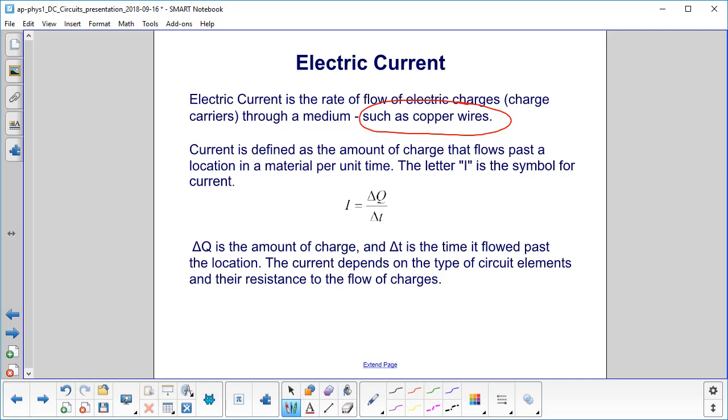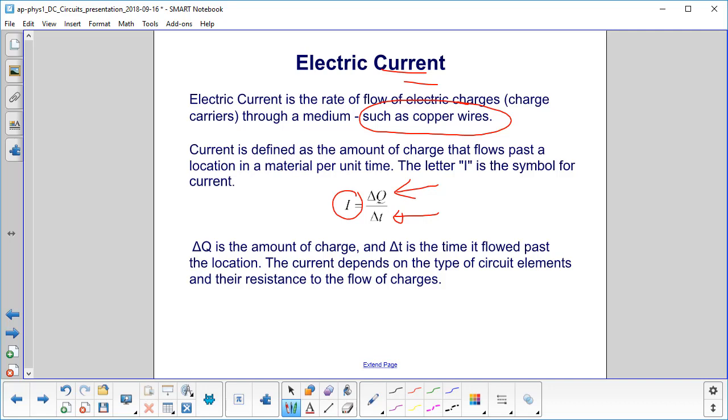Current, and that's what we're talking about here, is defined as the amount of charge, delta Q, that flows past a location in a material per unit time, delta T. And we use the letter I for current. Delta Q is the amount of charge, and delta T is the time it flowed past the location.